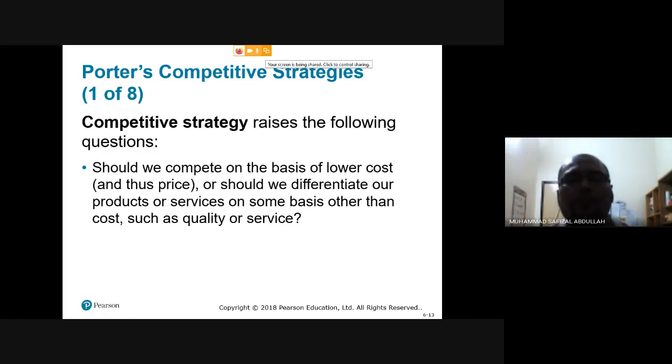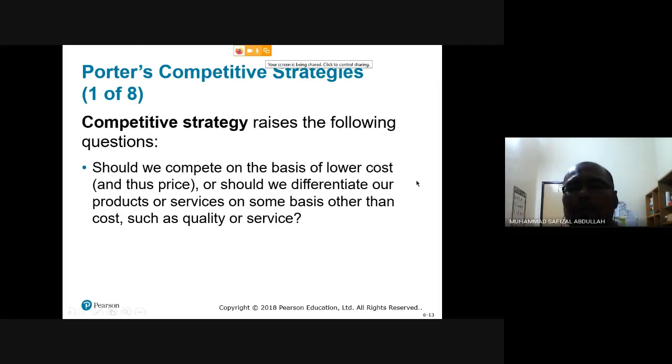According to Michael Porter, competitive strategy raises the following question. Should we compete on the basis of lower cost, or should we differentiate our products or services on some basis other than cost, such as quality and service? What Michael Porter says in this question is, how can we compete with our competitor? According to Michael Porter, there are two main ways that a firm can fight the competitor.